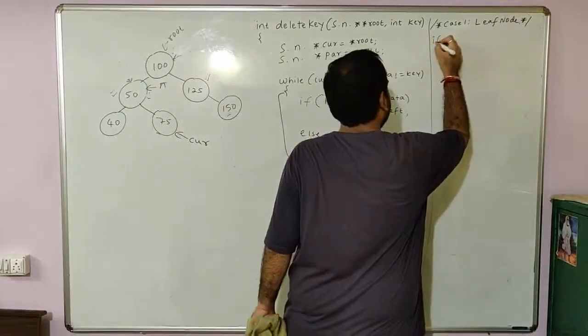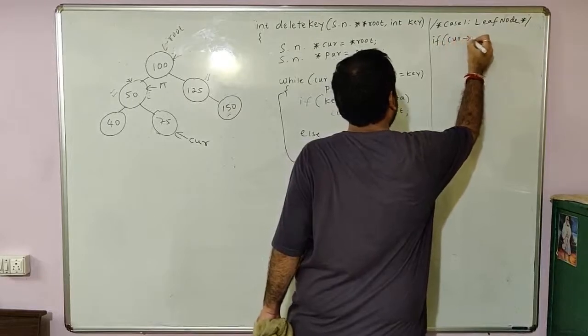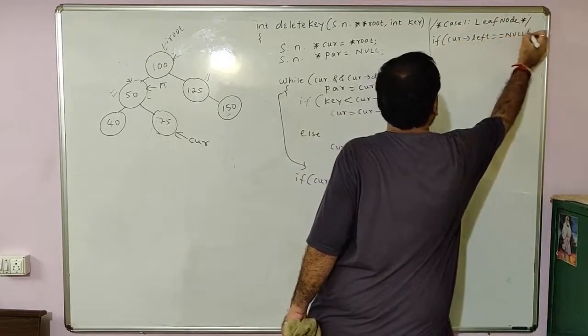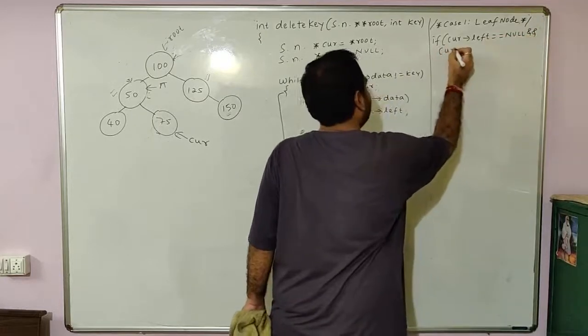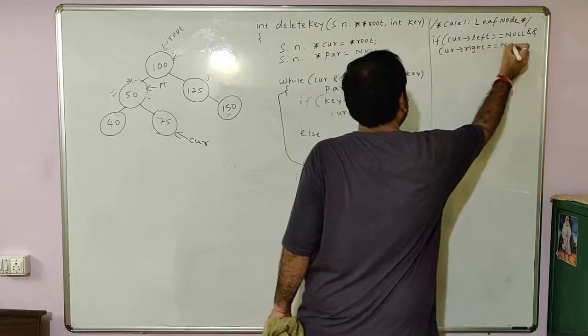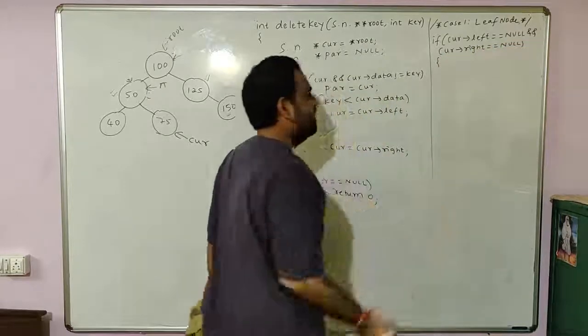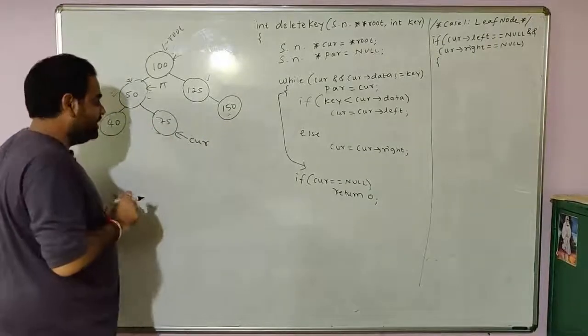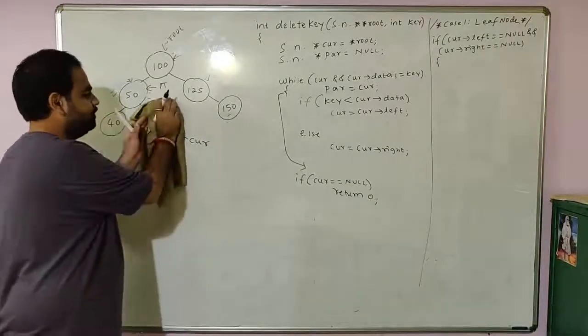How do we know that it is a leaf node? It's very simple. We say if current arrow left is equal null, and what do we say? And current arrow right is equal null. Now if the left child is null as well as the right child is null, this is a leaf node. If this is a leaf node, this node should go.